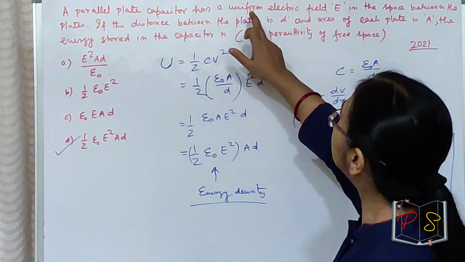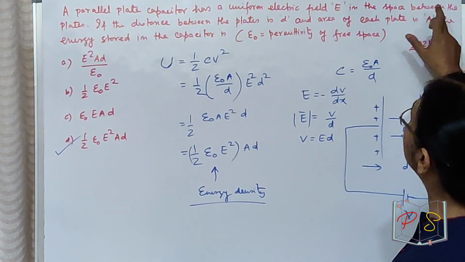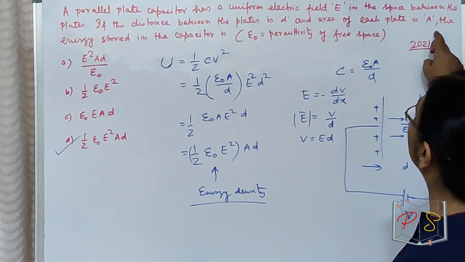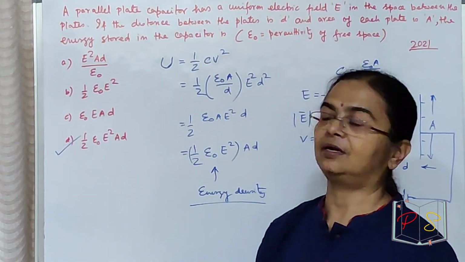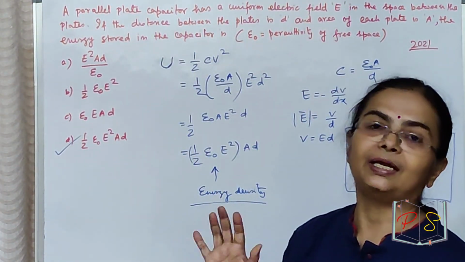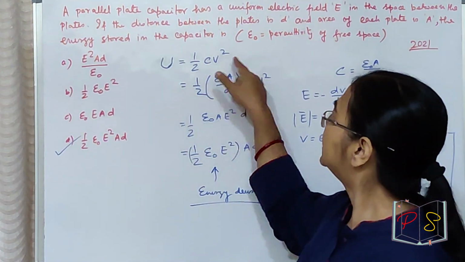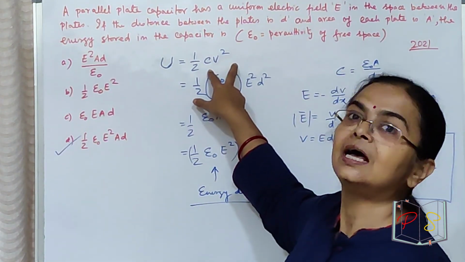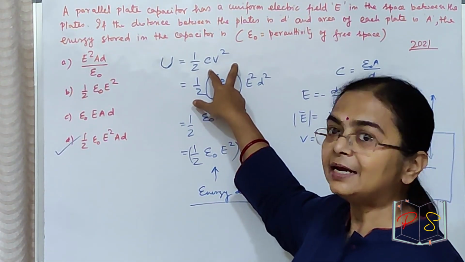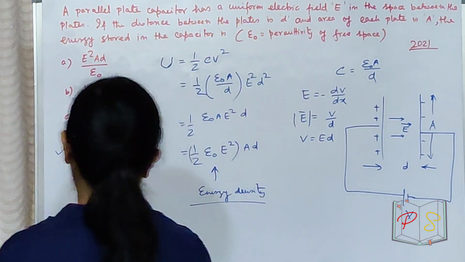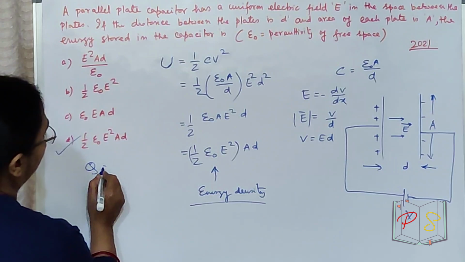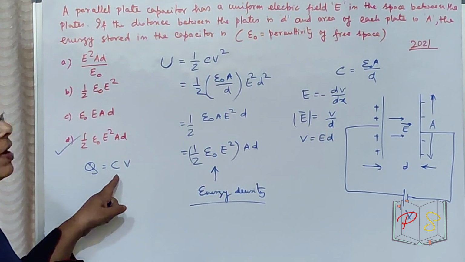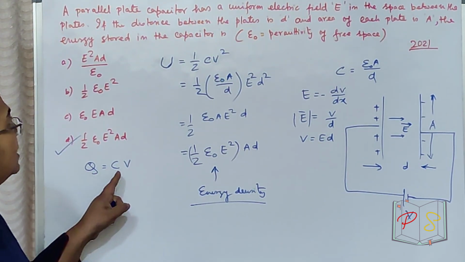A parallel plate capacitor has a uniform electric field E in the space between the plates. If the distance between the plates is D and the area of each plate is A, the energy stored in the capacitor. This is the total energy stored in the capacitor. This is half C V square. Do I need to show you how you get this half C V square? Any need? From here it will come. Q equal to C into V. Q is proportional to V, and so we have a constant called C.